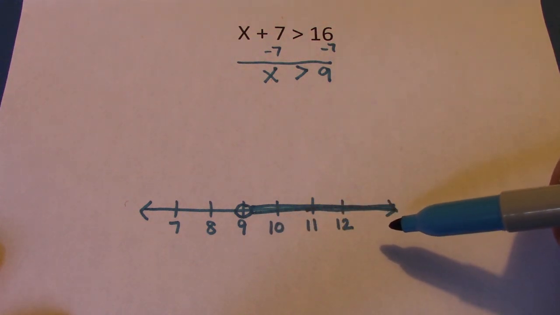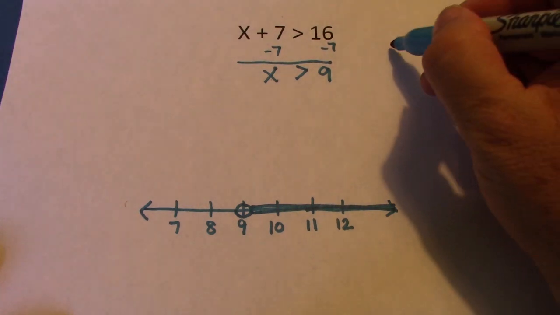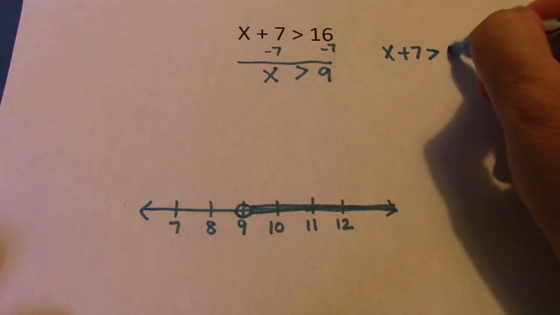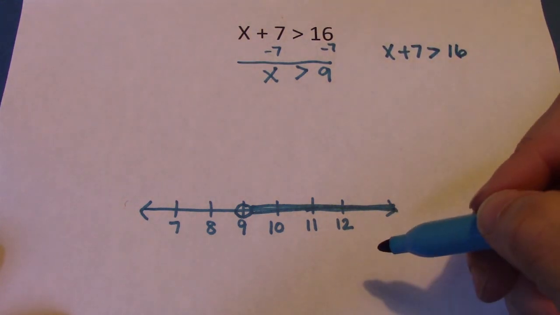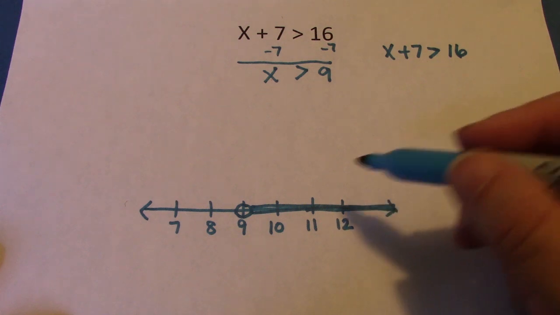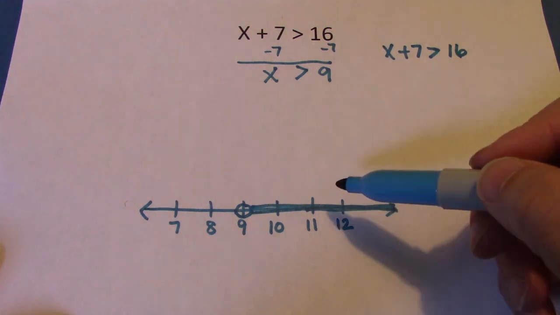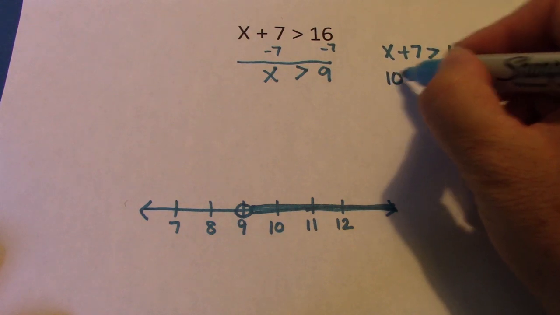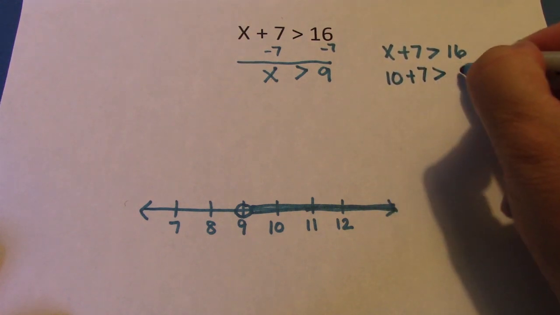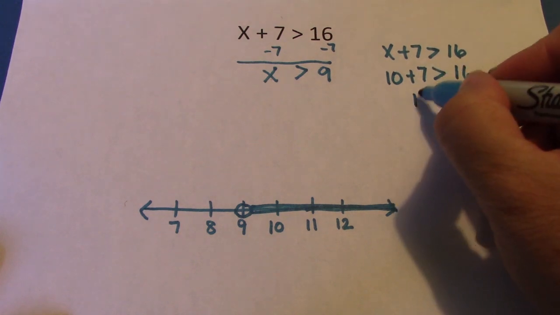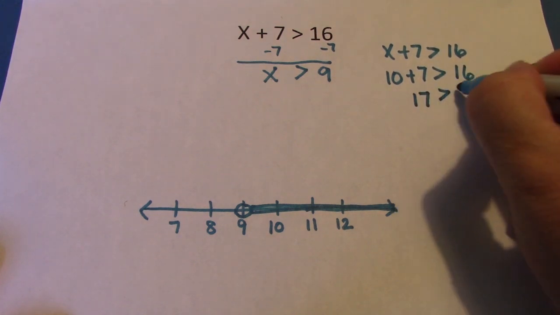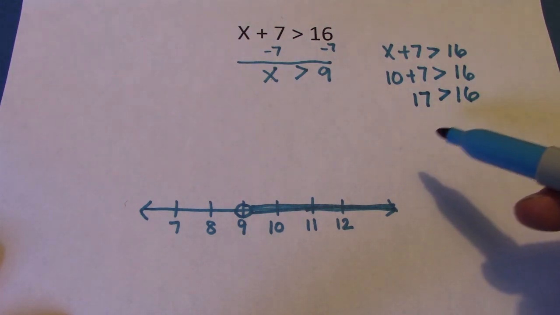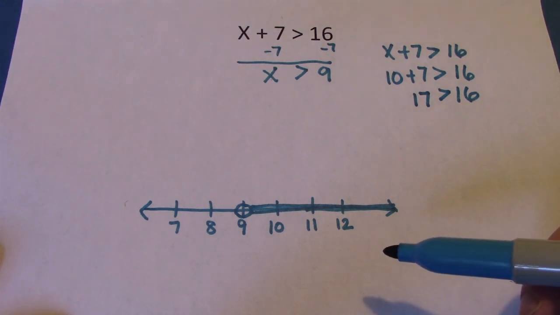So just like we checked our work when we solved equations, let's check our work here. I'm going to rewrite the inequality. I'm going to choose a number that's greater than 9. Let's try 10. So every time I see an x, I'm going to write 10. 10 plus 7 is 17. And that's true. 17 is greater than 16. So we got a true result, so our answer must be right.